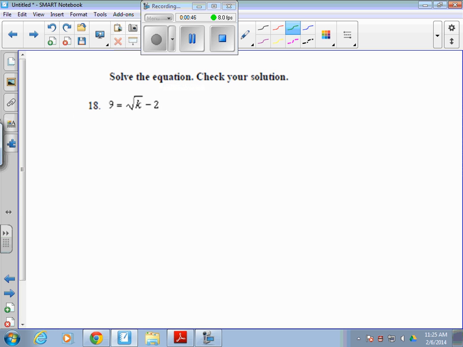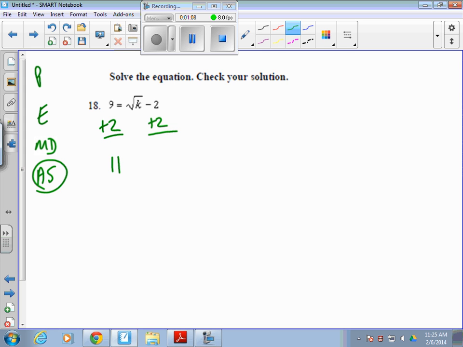Solve the equation, check your solution. Normally you use Please Excuse My Dear Aunt Sally, or you work on your parentheses, then your exponents. Remember, exponents go along with your radical symbols. But when you undo, you go backwards. So you have to take care of addition and subtraction first. So get rid of that minus 2 by adding 2, and add 2 to this side.